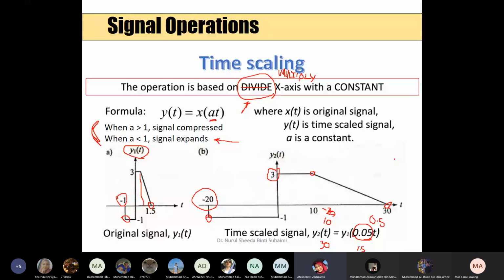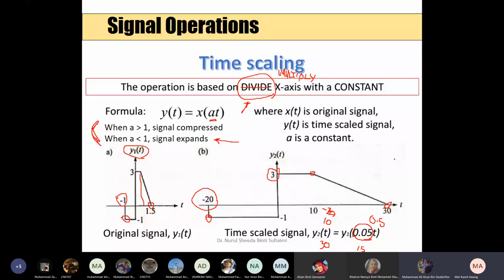Which area are you still confused about? This question: 0.05 is an A, a constant. We must divide it? Multiply. That 0.05 is given, but it is a constant. So when the constant is less than 1, the signal expands. Just like that, right?